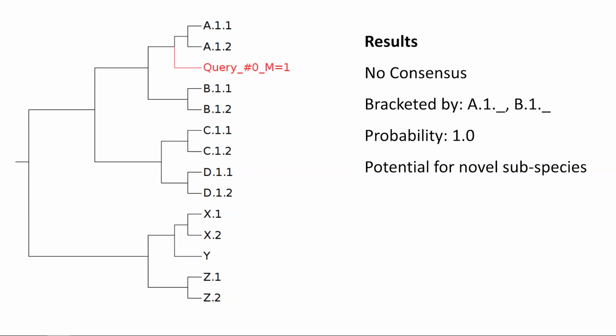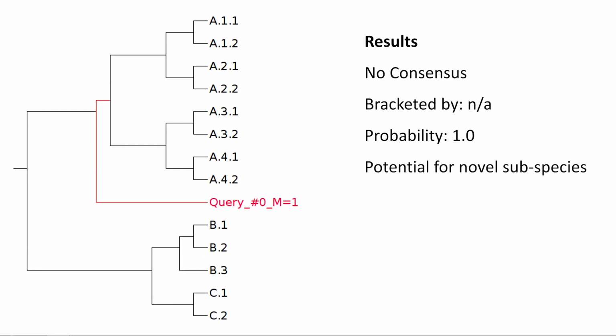And here's another case where there's no consensus because it's between A and B. It's bracketed by A1 and B1 with a probability of 1. And this has a high potential for a novel subspecies. So that's extremely likely something new, and that should be very interesting, and in ascending version 3 it will be flagged to the user as such.